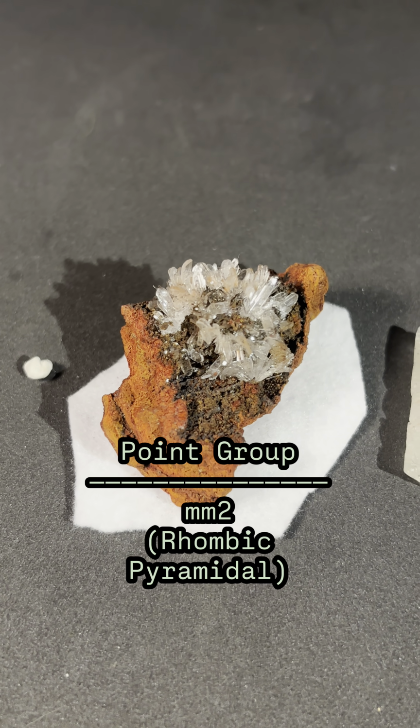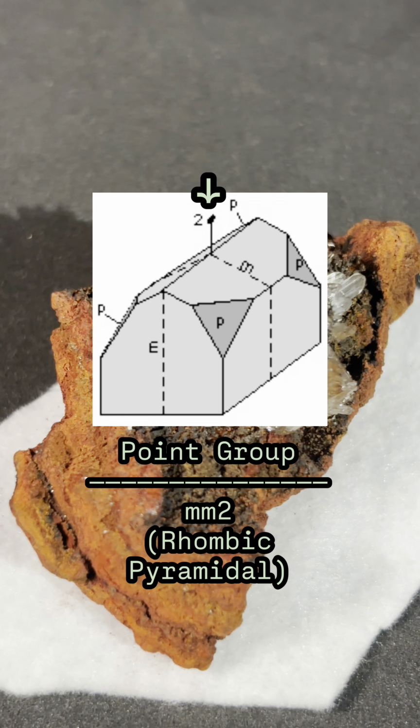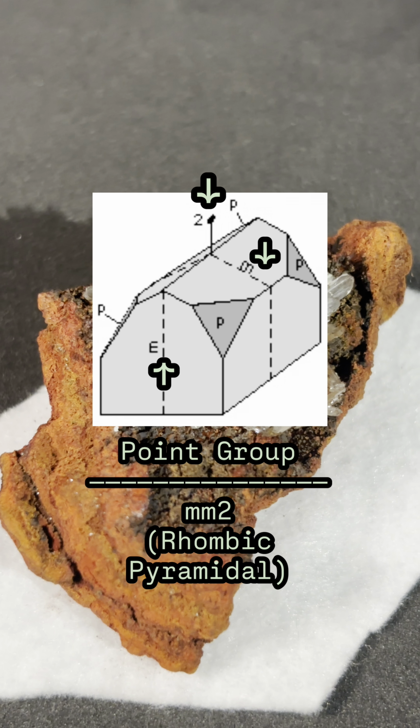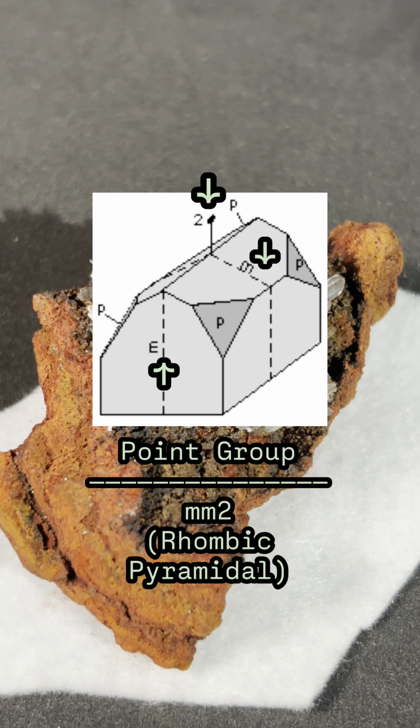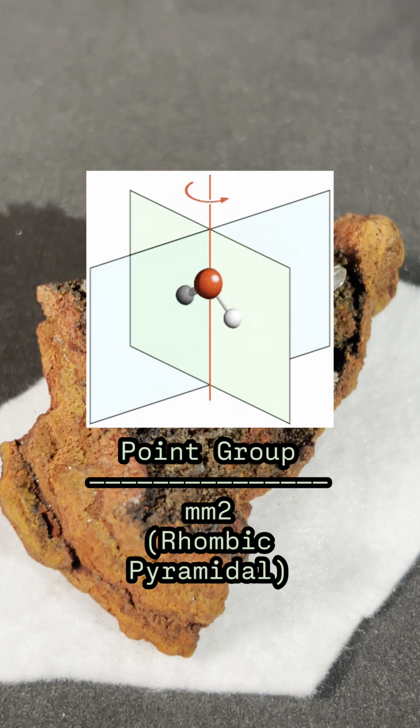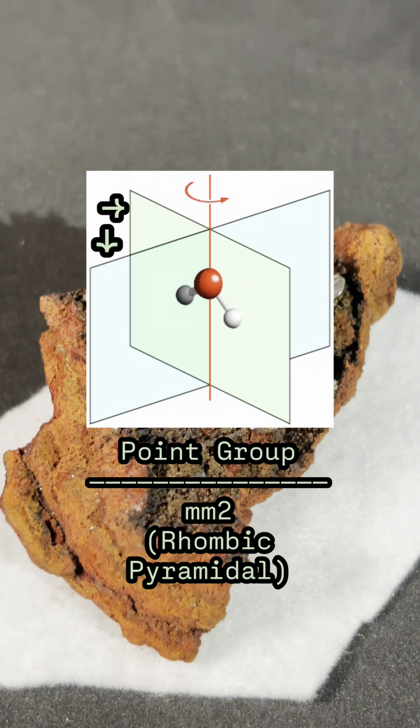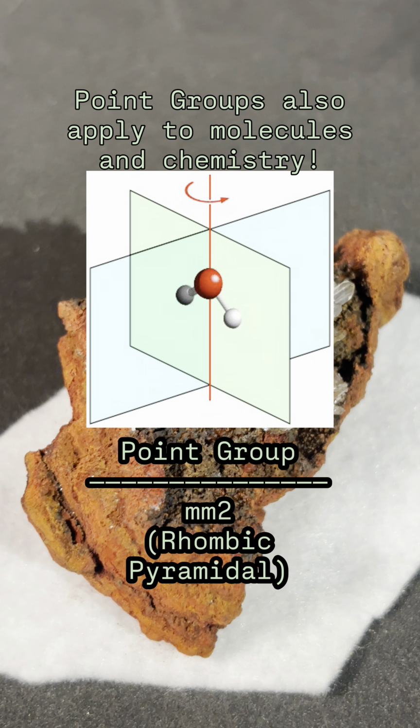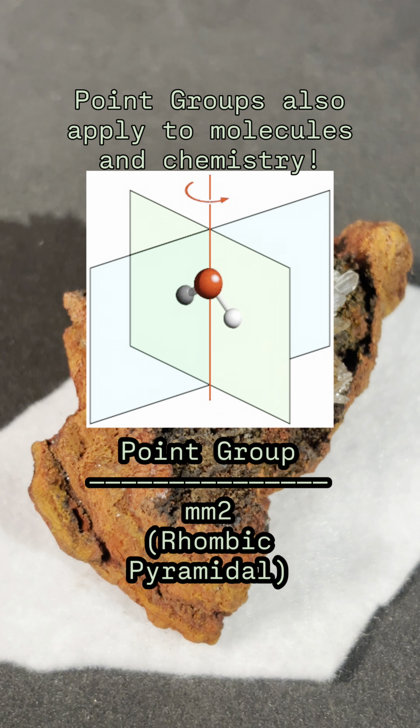The mm2 point group has a two-fold rotation axis and 2 mirror planes that are perpendicular to each other but parallel to the axis. This diagram shows the orientation of the mirror planes and rotation axis using a water molecule, H2O, as the example object.